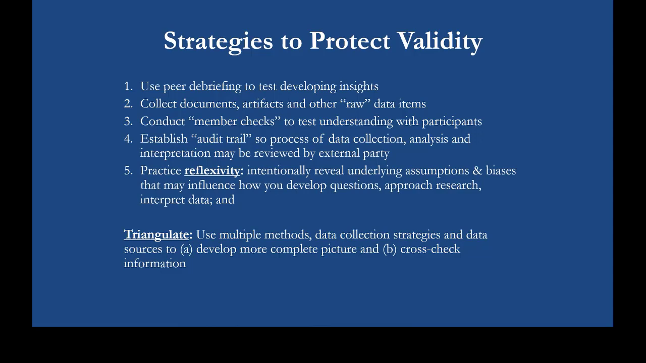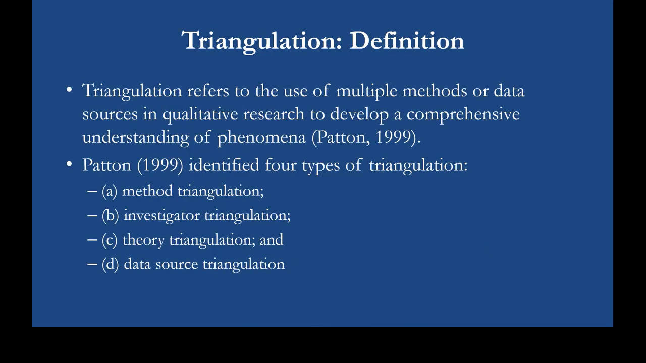And then to bring it full circle, and the point of today's presentation, triangulation is one of the best things I would argue you could do to protect that credibility or qualitative validity that we're talking about. So what is triangulation? Triangulation is usually using multiple methods, usually data collection methods, to develop a more complete picture and cross-check information. So we'll look exactly at what that means here with this good, clear definition.